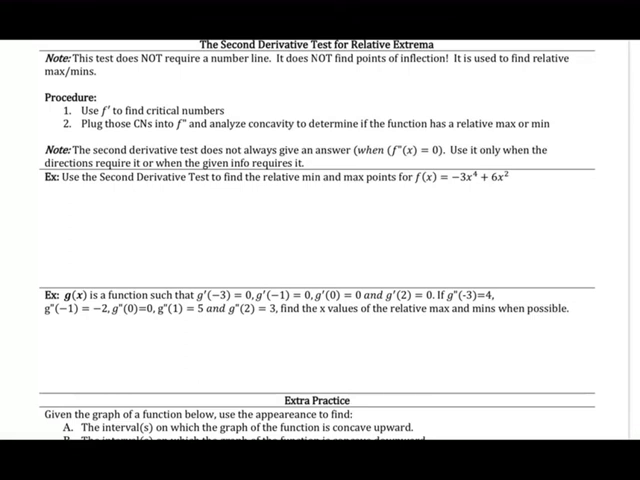Okay, let's talk about the second derivative test for relative extrema. A couple of students asked about this in Unit 2 when we were talking about the first derivative test, but now we're going to formalize it. A couple of things to note. This test does not require that you use a number line. It also does not find points of inflection. Even though we're going to talk about the second derivative, we're still only talking about relative maxes and mins, which is what the first derivative test helps us identify.